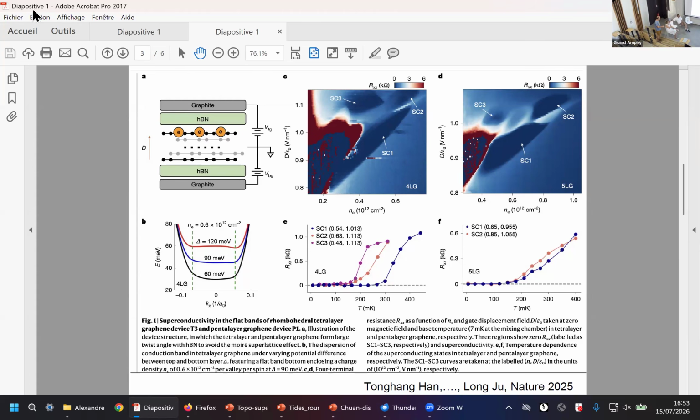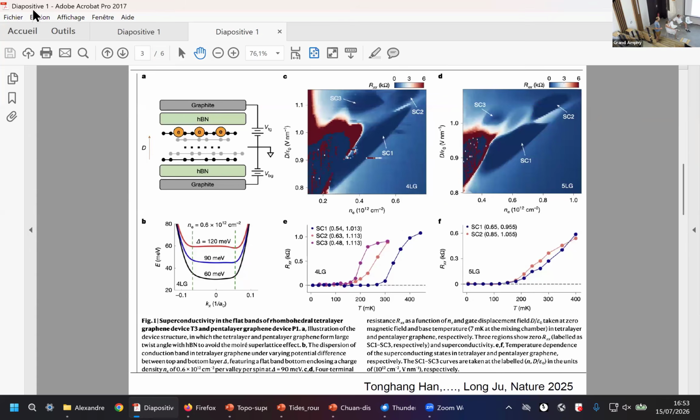Here you also have an example of what the displacement field does on the bottom of the band that is populated. So for this optimal displacement, the band is very flat, and with a small number of electrons, they are all in this almost flat band. You also see here a behavior as a function of temperature. That's for 4 layers, that's for 5 layers. What is the difference between panel C and D? Yes, this one is 5 layers, and this one is 4 layers. Okay, now I see.